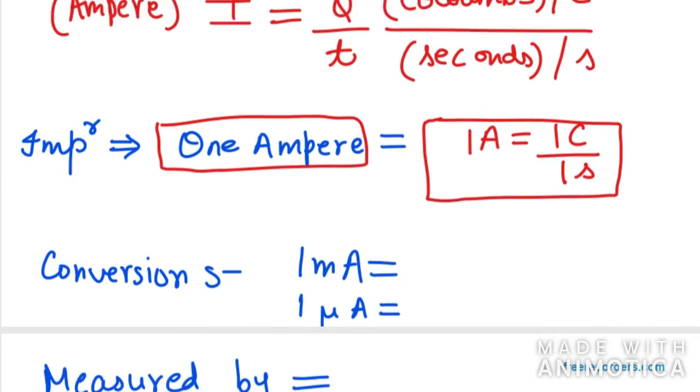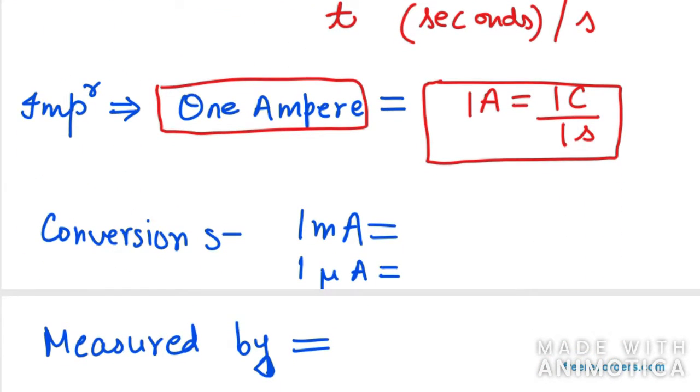Now the next thing is conversion. We have two conversions in this case. You should know about this. We have 1 milliampere, and we need to convert it into ampere. So it will be 10 raised to power minus 3 ampere. And 1 microampere is 10 raised to power minus 6 ampere. Whenever there is a question to convert milliampere into ampere, you need to multiply it with 10 raised to power minus 3. And to convert microampere into ampere, you need to multiply it with 10 raised to power minus 6.